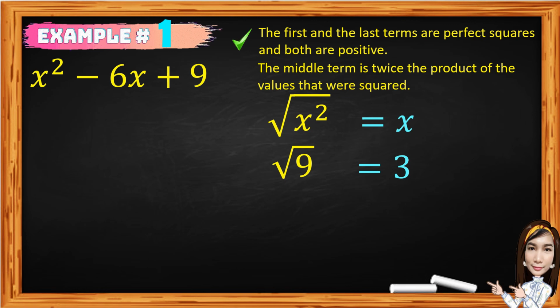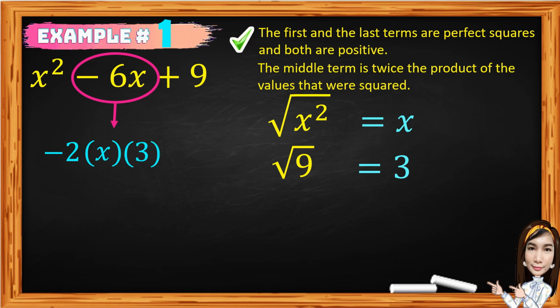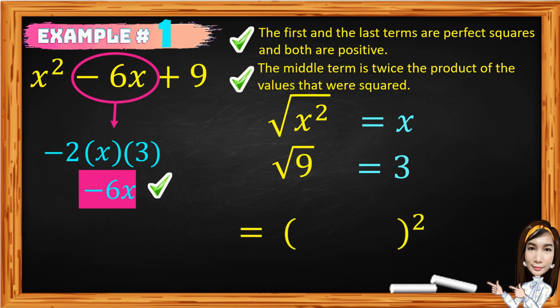Next, the middle term is twice the product of the values that were squared. So we have negative 6x. So that is equal to negative 2 times the first term x times the last term 3. So we have negative 6x. So that is yes. So now we can write it in the square of a binomial.